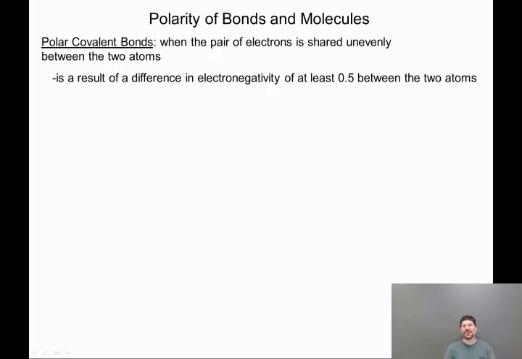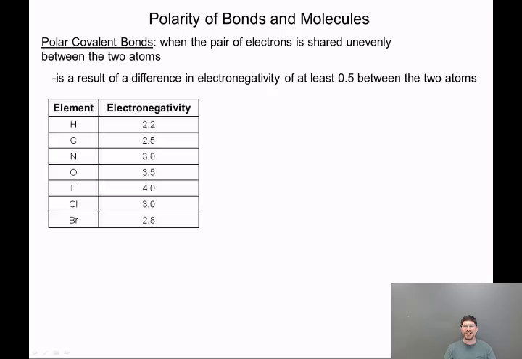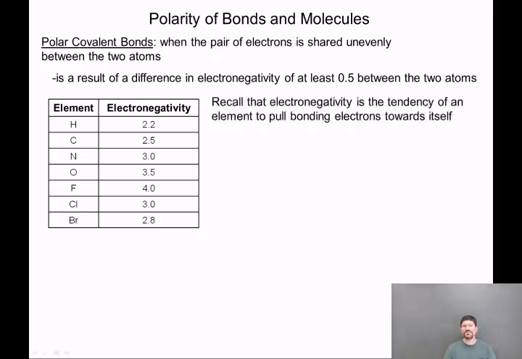Now, that strict definition would imply that any bond between any atoms of different elements is a polar bond. So we generally add the criteria that a bond is considered polar if the electronegativity difference between the two atoms is at least 0.5 electronegativity units. Okay, so a reminder of the electronegativities of the elements that are important for organic chemistry. Hydrogen has an electronegativity of 2.2, carbon is 2.5, nitrogen is 3.0, oxygen is 3.5, fluorine is 4.0, chlorine is 3.0, and bromine is 2.8.